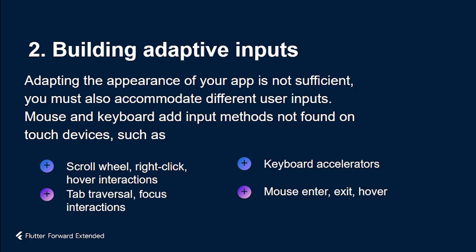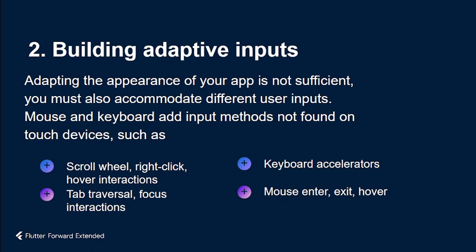Then we come to the tab traversal or the focus interaction. Users who use physical keyboards anticipate the ability to use the tab key for quick navigation in your app. Additionally, users with motor or vision impairments often solely rely on keyboard navigation. So there are two considerations for tab interaction: the tab traversal, which is how you move from one widget to another, and then the visual highlight, which is shown when a widget is focused.